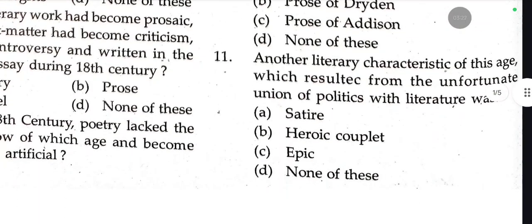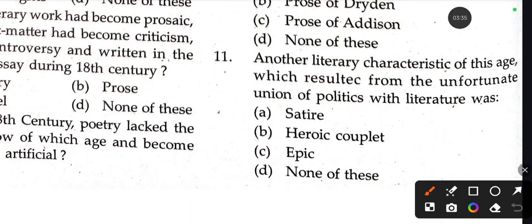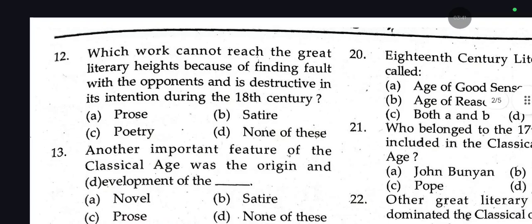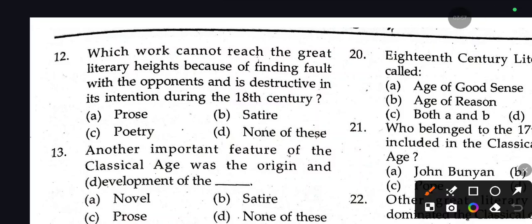Question number 11, another literary characteristic of this age, the classical age, which resulted from the unfortunate union of politics with literature? It was satire. Question number 12, which work cannot reach the great literary heights because of finding fault with the opponents and is destructive in its intention during the 18th century? It was satire.